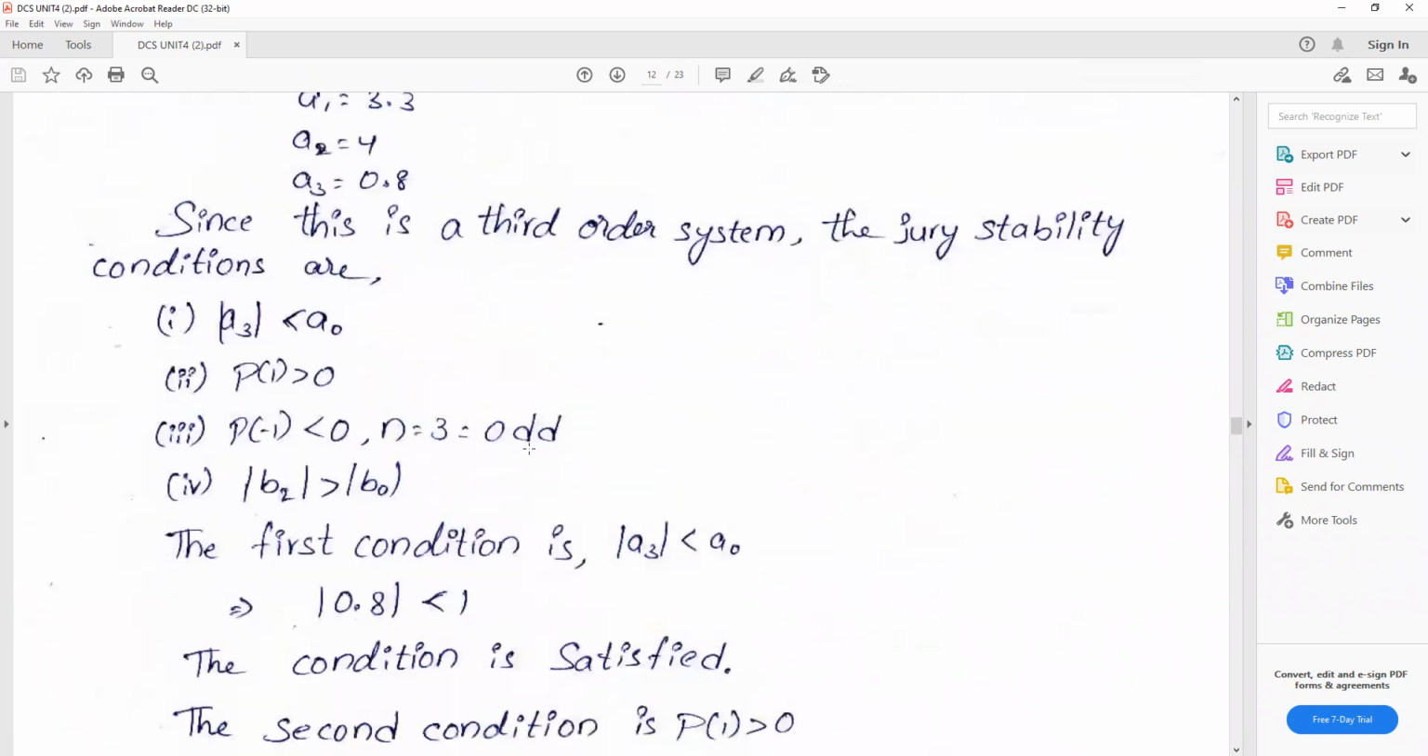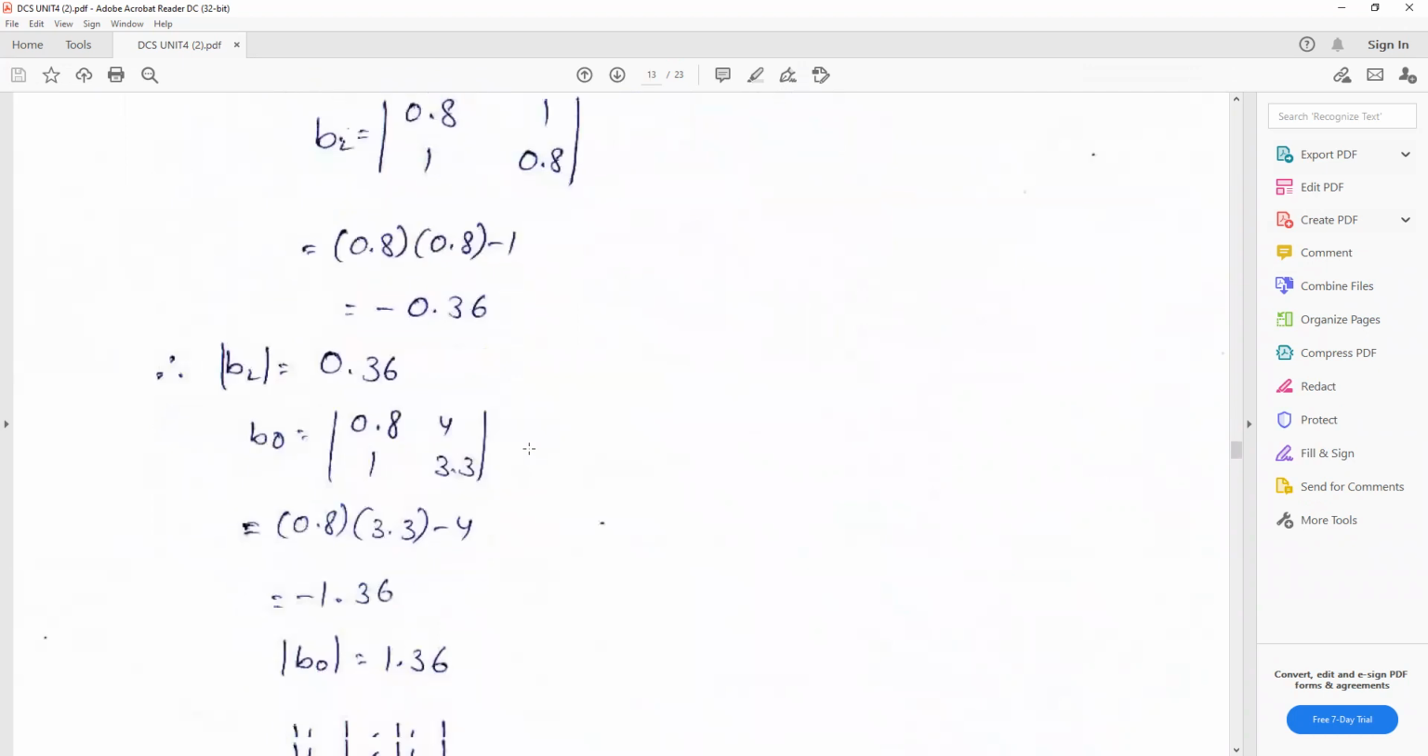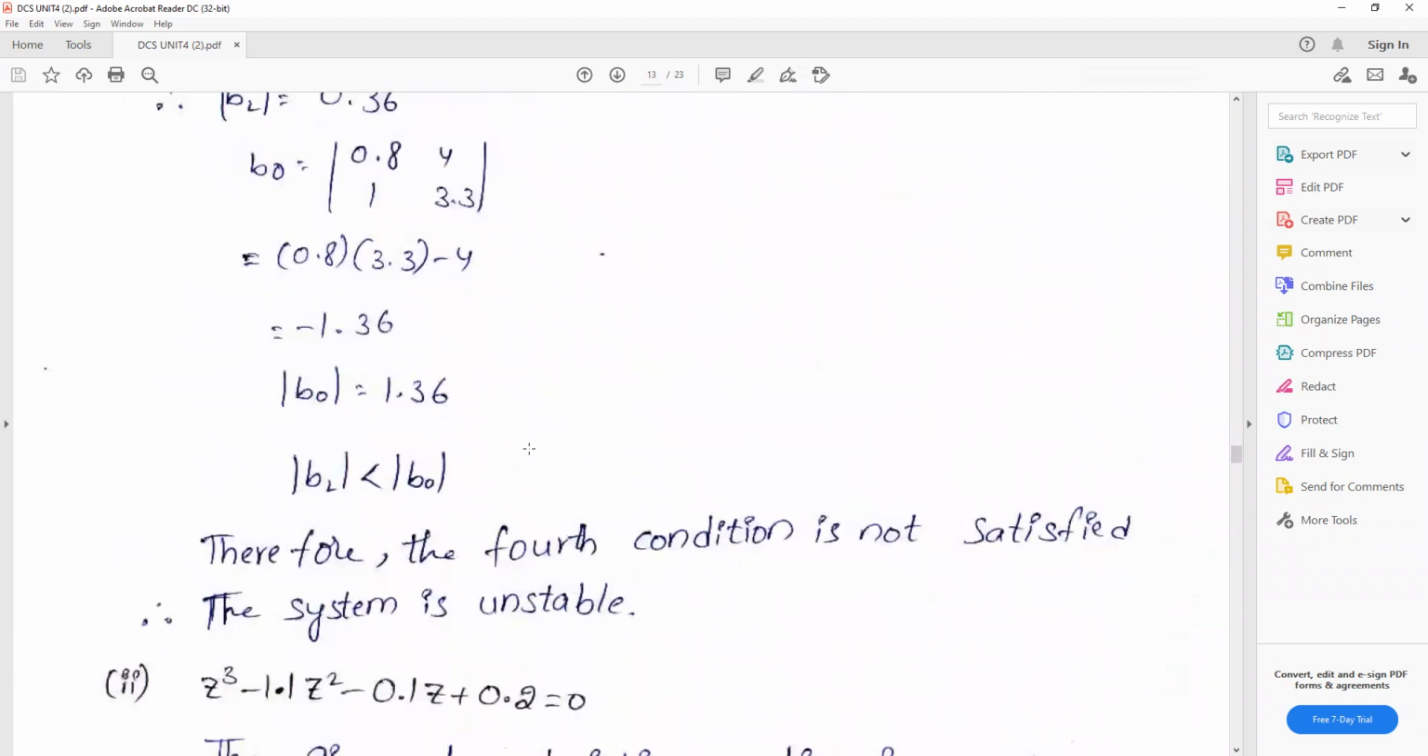So here, B2 is less than B naught. So the fourth condition is not satisfied. Therefore, the fourth condition is not satisfied, so the given system is an unstable system.